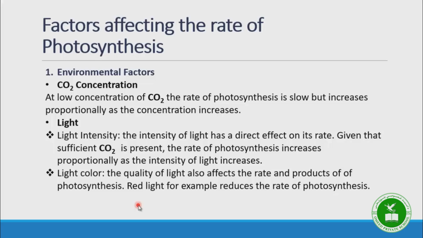The first one is carbon dioxide concentration. The carbon dioxide concentration and the rate of photosynthesis are directly proportional to each other. It means that if the concentration of carbon dioxide increases, the rate of photosynthesis increases. If the concentration of carbon dioxide decreases, the rate of photosynthesis decreases. But we know that the atmospheric concentration of carbon dioxide is low, so a saturation point is unlikely to be reached in photosynthesis.